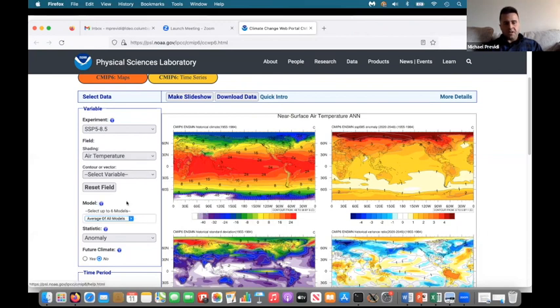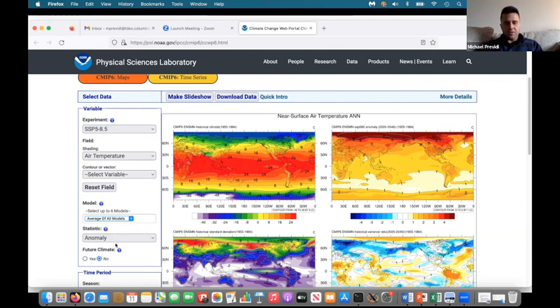Models. The default option here is to plot a multi-model average of several different CMIP6 models. For the exercise today, that's what we're going to do, just plot the multi-model average. But if you wanted to, there's a number of individual models here, CMIP6 models, that you could choose to select and just plot the results from individual models.